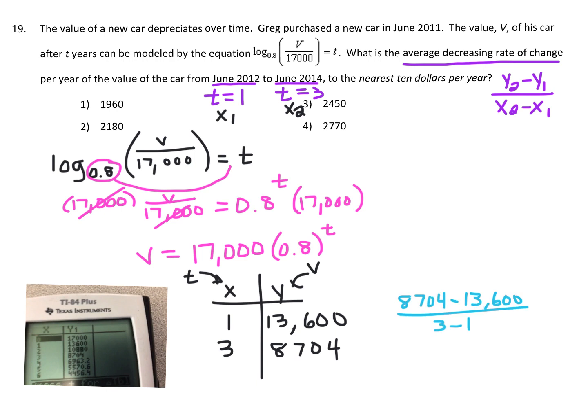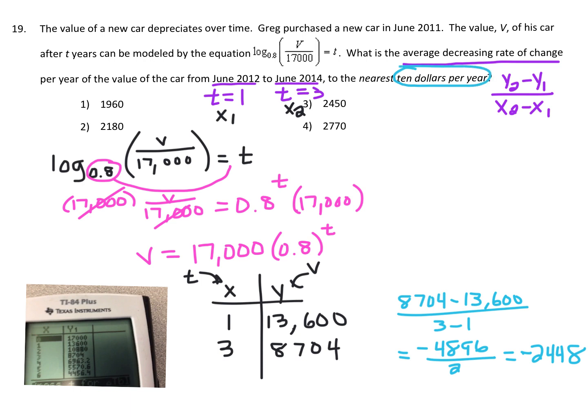Okay, so I just wrote it out here. Now, if we subtract the numerator, let's see, that's going to be equal to negative 4,896. And that's going to be over 3 minus 1, which is 2. Okay, and then if we figure out what that's equal to, that would simplify to negative 2448. Now, we knew we were going to be getting a negative value because it says decreasing. So technically, it's decreasing by a rate of $2,448 per year.